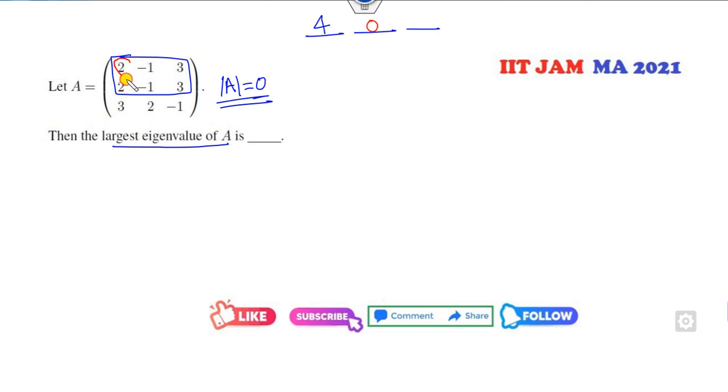I can use the trace property. Fine. So what is the trace of this matrix? 2 minus 1 minus 1. That's 0. So what is the trace of this? Only when the third eigenvalue is -4 will the trace be 0. So what is the largest eigenvalue? 4 is the largest answer of this problem. You can see it's a very, very simple approach.